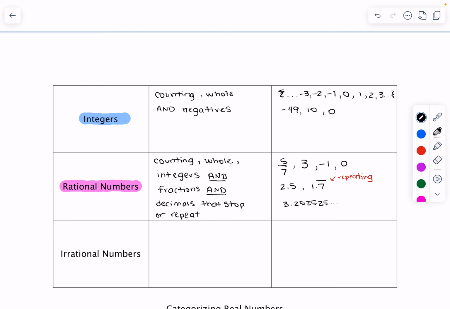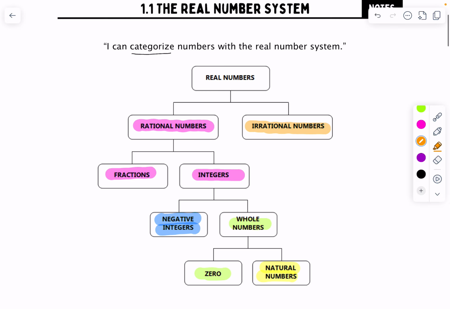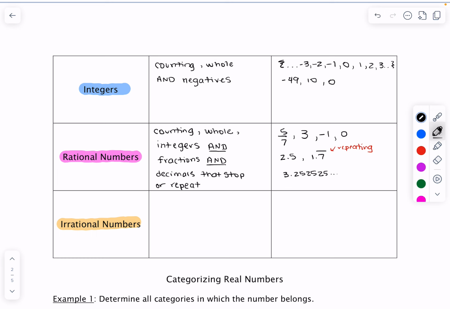Then we've got this last set of numbers. And this last set of numbers we call irrational. Irrational numbers are very special. They don't include any of the other categories we've just talked about. In fact, if we go back up to our flow chart, we can see that they're in their own separate category with nothing underneath it. Okay, they're unique. So irrational numbers, let me get my pen back.